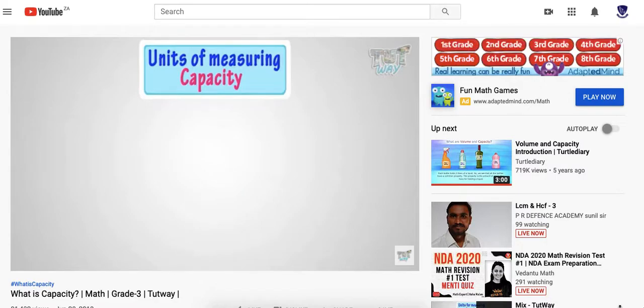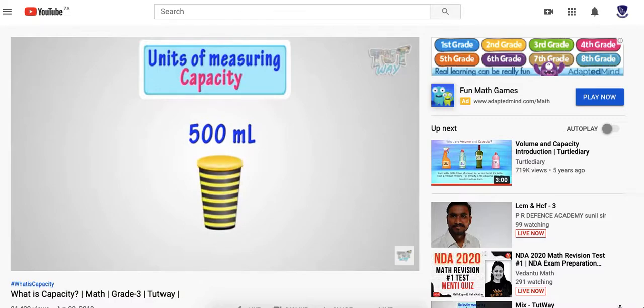Now, let's learn how much quantity is 500 milliliters. Here, we have a container that can hold at most 500 milliliters of water. So its capacity is 500 milliliters.